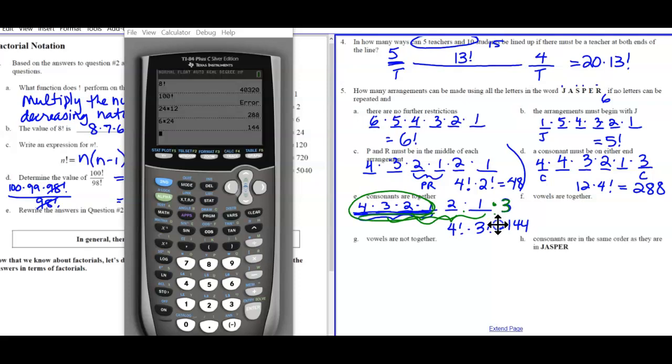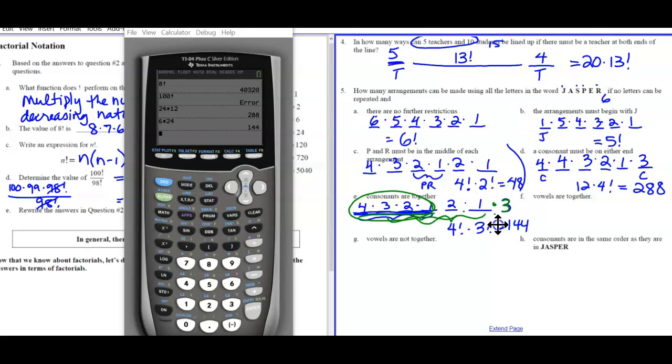Okay, so I'll do it the long way. So here, your 2 consonants are A and E. So you could have A and E, or you can have E and A. Your group of consonants can go here. Okay, they could go in there, or they could go at the end. Right, so there's 3 ways for that.